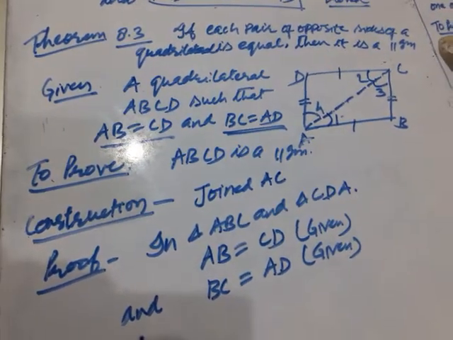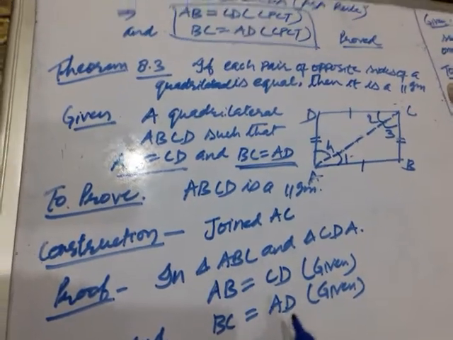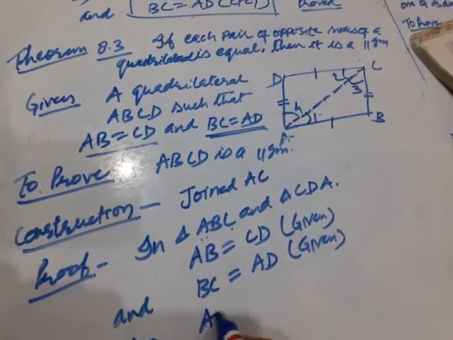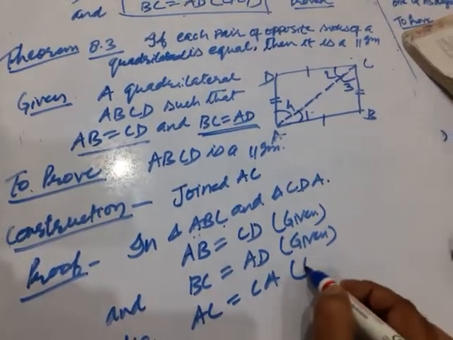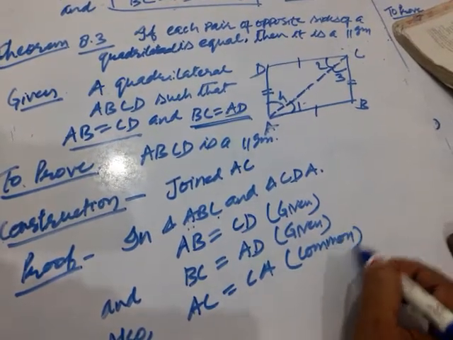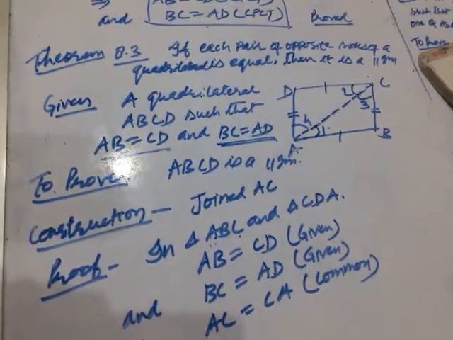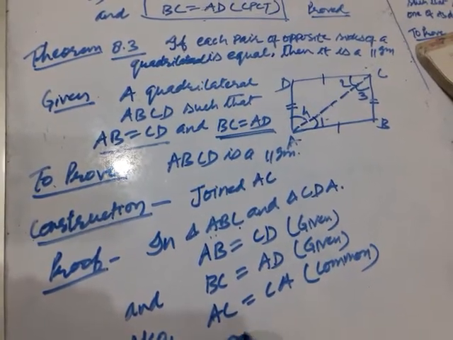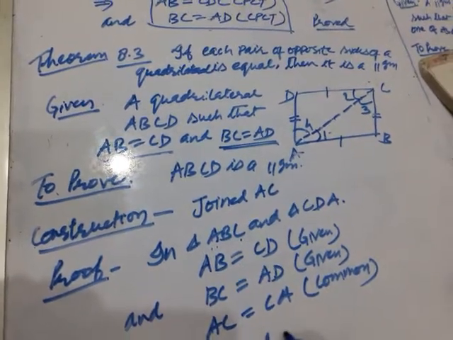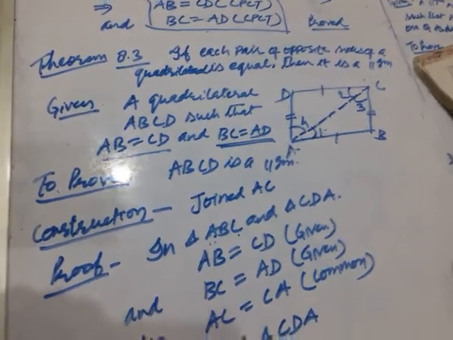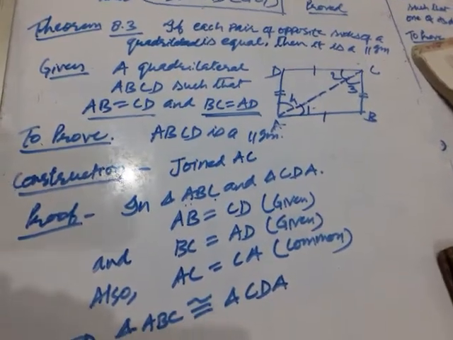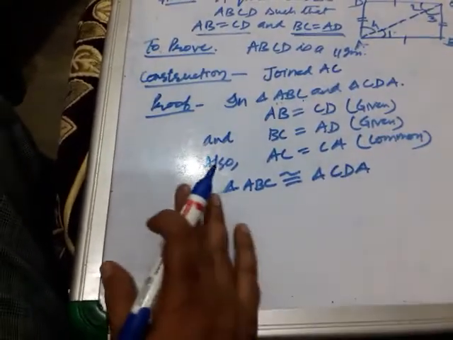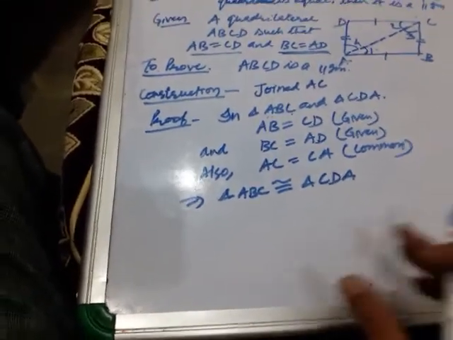Also, what else is given? AC equal to CA, that is common in both the triangles. So this implies that triangle ABC is congruent to triangle CDA. Children, while writing the congruence statement, the order of writing the vertices is very important. If you make a mistake in the order of the vertices, then it will go wrong.